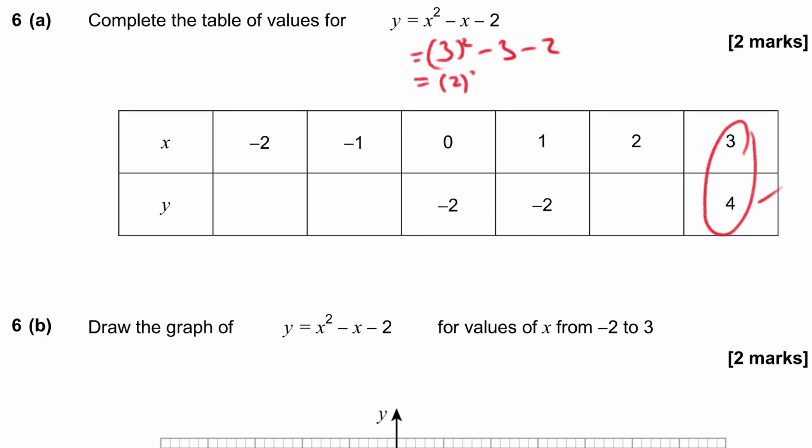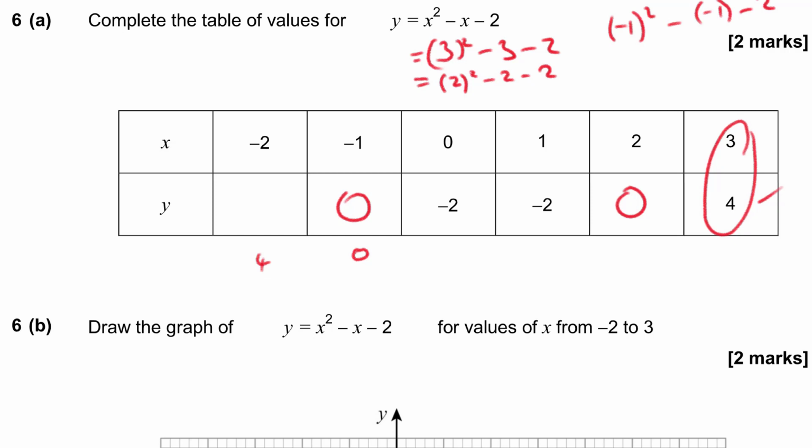So then if I put 2 in, 2 squared is 4, take away 2 is 2, take away 2 is 0. Then I've got minus 2, minus 2. Can you see it's repeating itself? So that's probably the point where it turns around and starts going up. So I'm already thinking this is 0 and 4 here, but I'm just going to double check. So put minus 1 in, minus 1 squared minus negative 1 minus 2. Negative 1 squared is positive 1. Take away negative 1 is positive 1. So that's 1 plus 1. Take away 2 is 0. So yeah, that is 0.